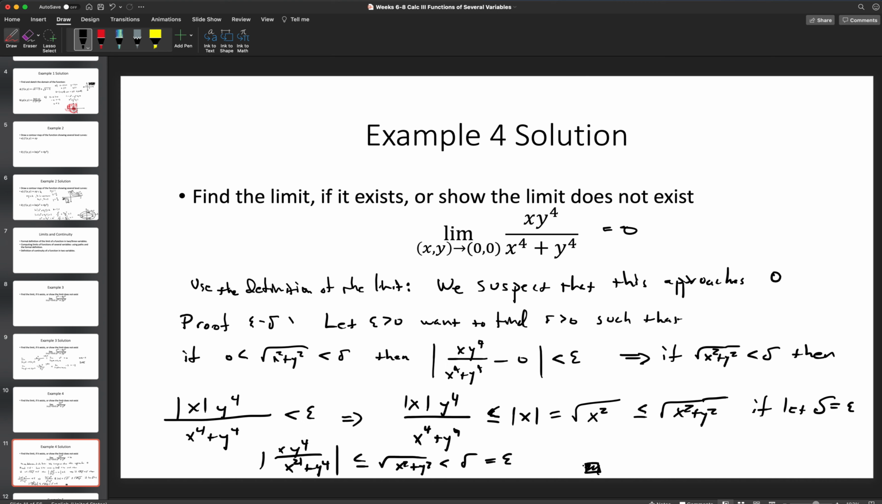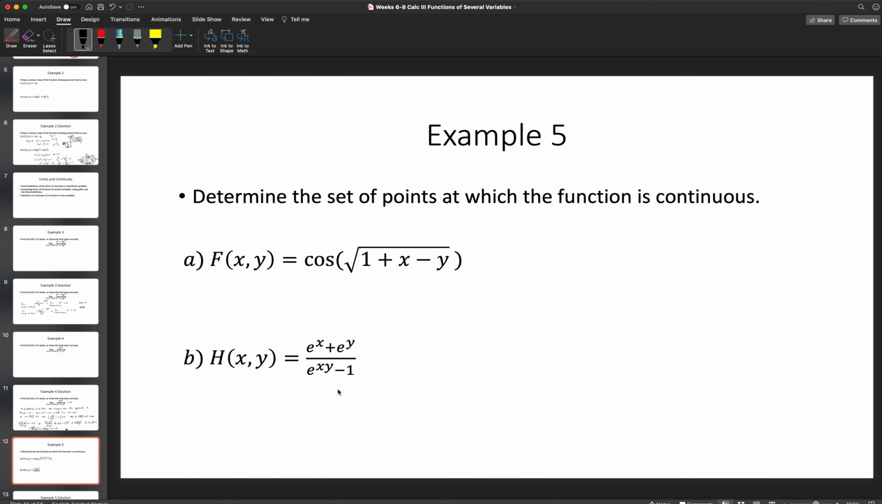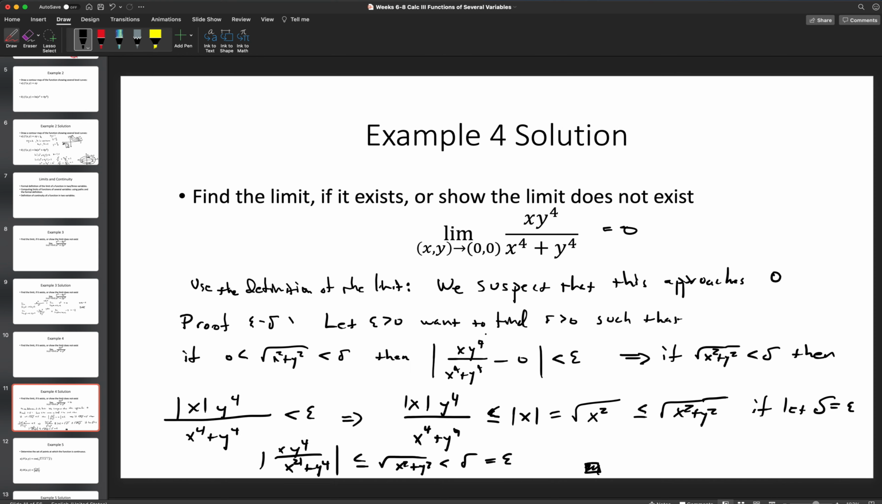All right, so this is the way that we would use the definition of the limit to solve a limit problem. It's an epsilon delta definitional limit, extremely similar to the Calc 1 version of the limit, except now we're in Calc 3, and we're dealing in 3 dimensions instead of just the plane. But it's very similar.